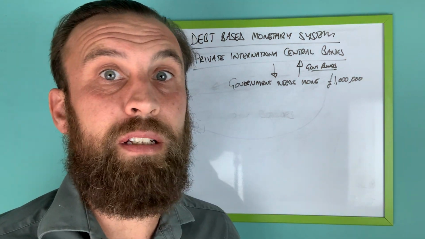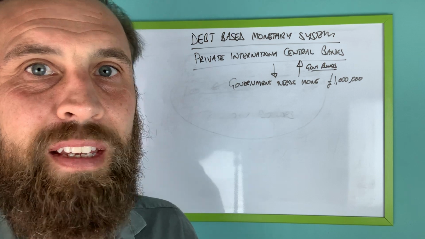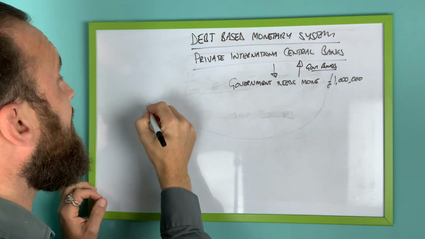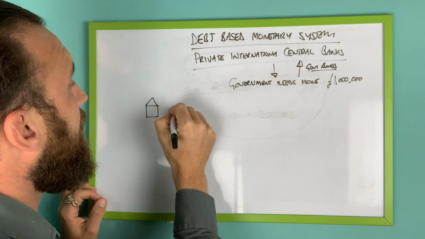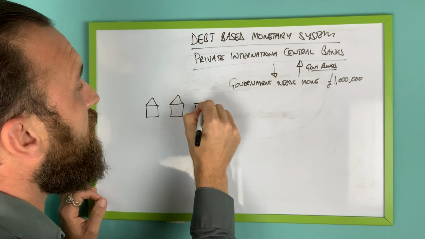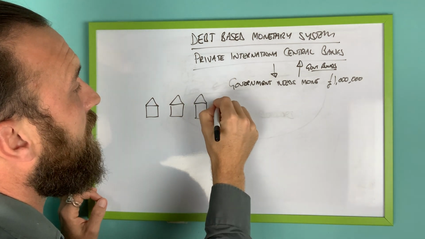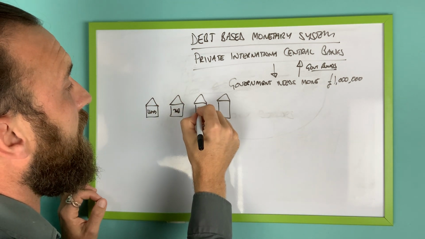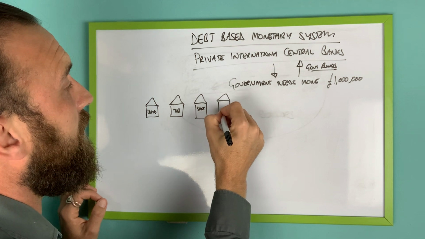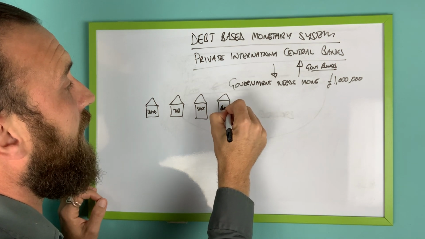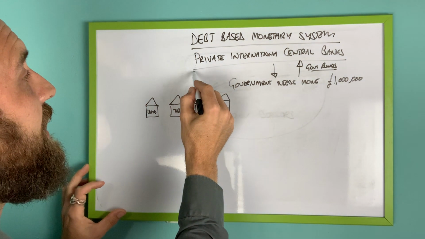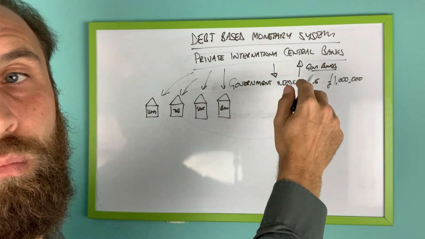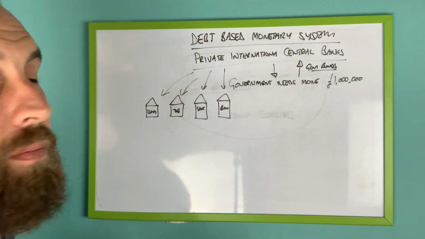Now, the thing gets worse, because the central bank doesn't give the money to the government, because the banking system only deals with the banking system. So what the private international banking association does is give that money to small private banks. So we've got Lloyds, TSB, Santander, another bank, okay? So what the central bank does is it gives a percentage of that £1,000,000 to the banks.